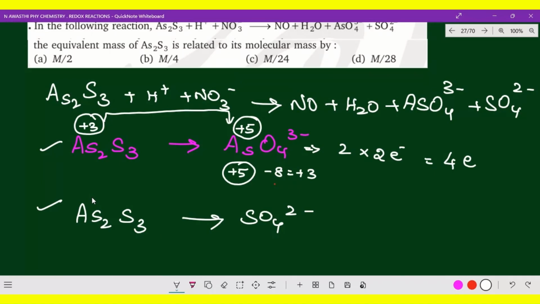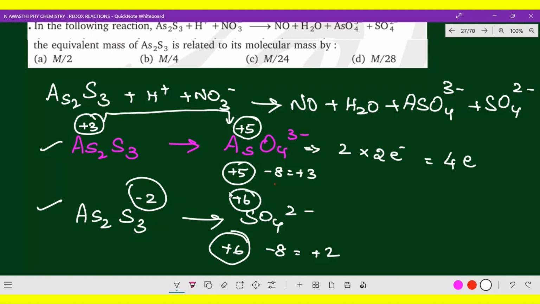Right, now here the oxidation state is -2, right? So here -2 is converted to +6 for the sulfur. For arsenic, -8 is equivalent to +2, so that means +6. So +2 is converted to, actually here, -2 is converted to +3. So that means sulfur goes from -2 to +6 oxidation state, right?